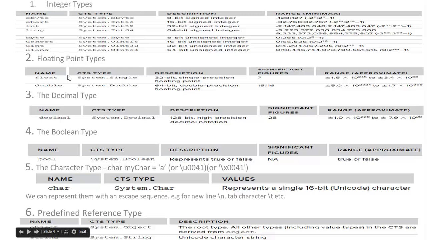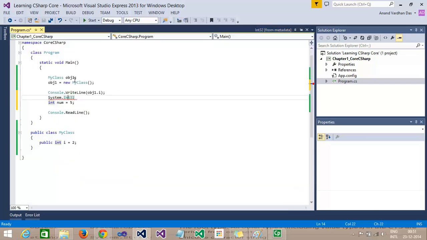We have another data type, the floating point type. Float is 32-bit, double is 64-bit, and its significant figures is 7. What does this mean when we say significant figures? When we are assigning a float value equal to 3.756, sorry, 45678, something like this, we have to suffix it with f to say that this is a float value, otherwise it will be taken as decimal by default.